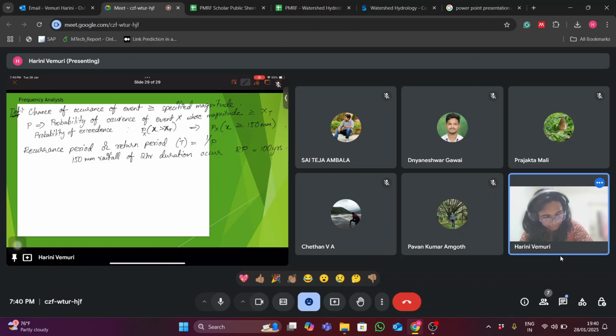Okay. So the next definition is the probability of non-exceedance, that is P of x less than xt. Since the sum of the entire probability is equal to 1, we can write it as 1 minus P of x greater than xt. So this will be 1 minus P. We generally write this as Q also.